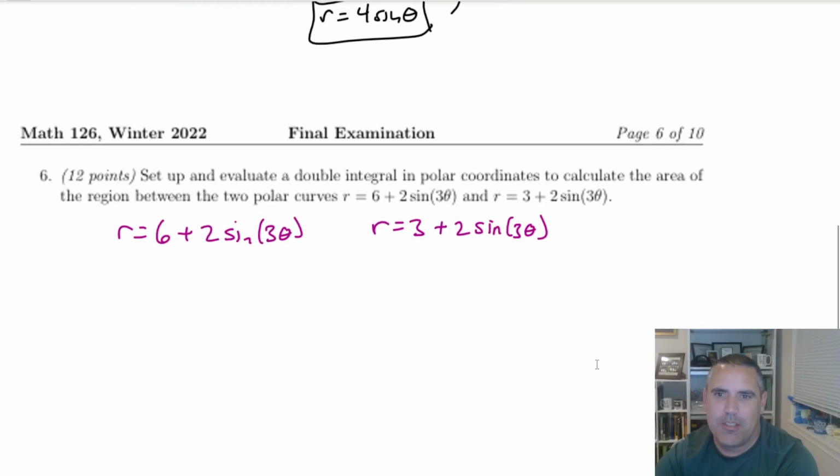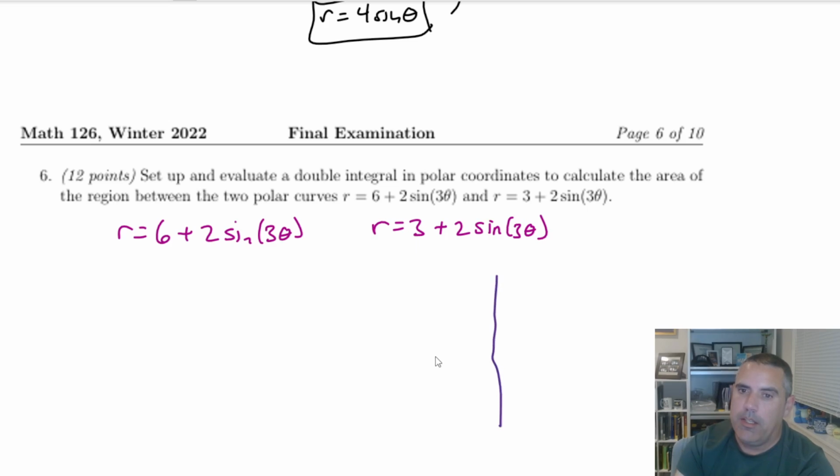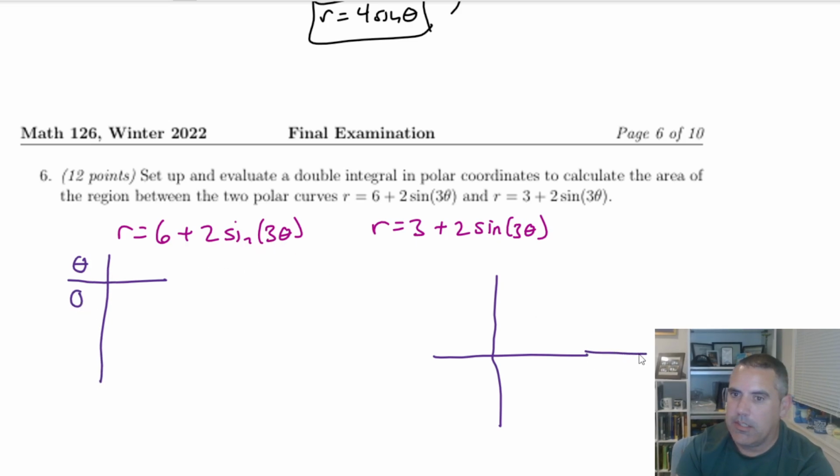Set up and evaluate a double integral to calculate the area between these two things. It doesn't say anything else. So what could we do if we were stuck? The fact that it doesn't say anything else makes me think we're integrating from 0 to 2 pi based off of the other examples we've seen. But we could plot points. So the strategy is, okay, I don't know what the graph looks like, but I know that if I plug in 0, I'm going to get these two different things.